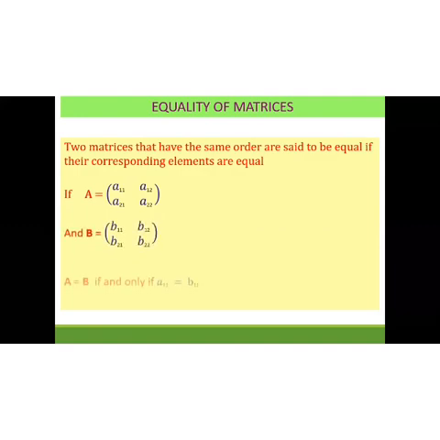Now, if we say matrix A equals matrix B, then A11 must be equal to B11, and A12 must be equal to B12, and A21 must be equal to B21, and A22 must be equal to B22. So that's how it goes, and on it goes. So just take note of that. It's very important.